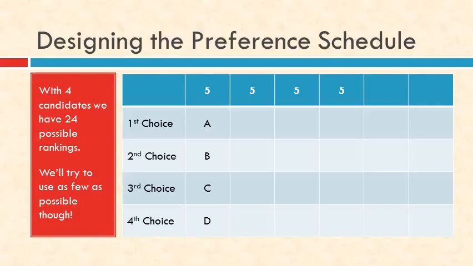We want A to beat or tie every other candidate, and D to come in last. So I filled in the first column with the candidates in order A, B, C, D.